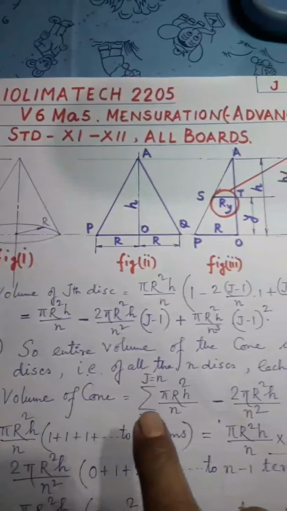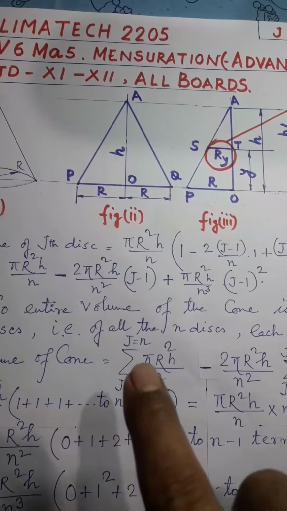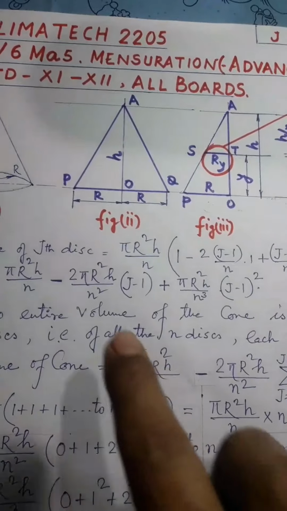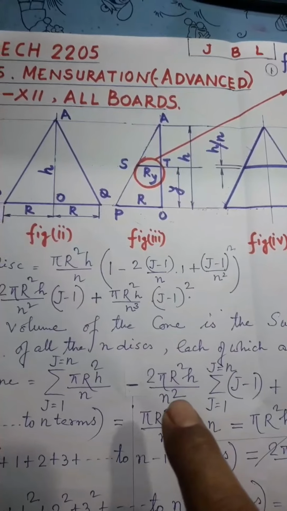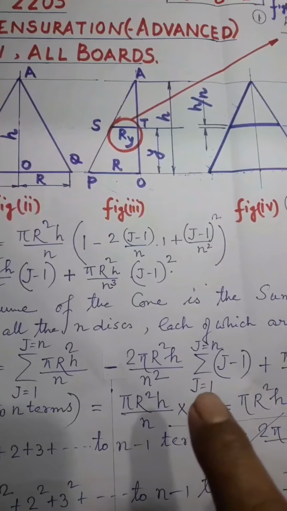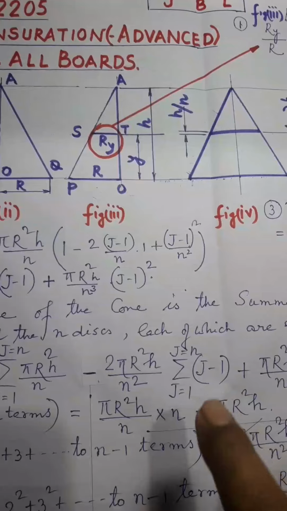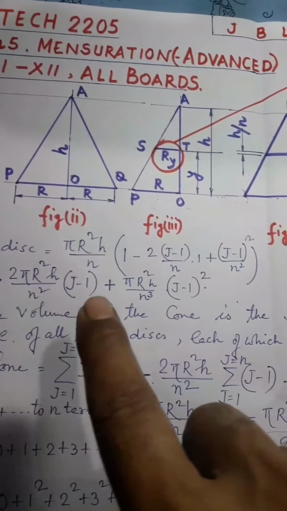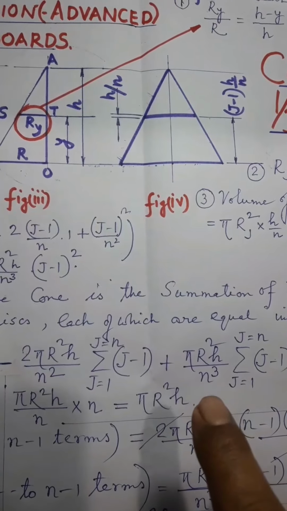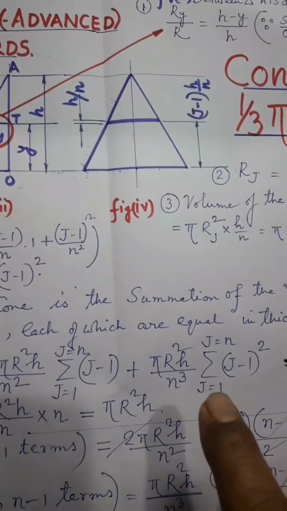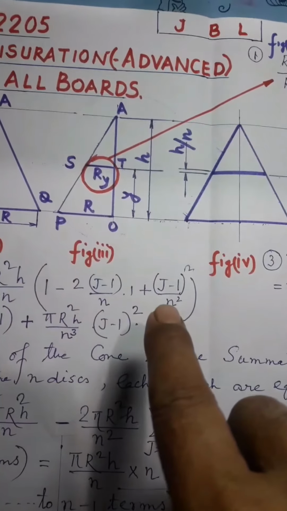So the total volume of the cone will be the summation sigma j equals 1 to n of pi r square h by n, that is the first term, minus 2 pi r square h by n square into sigma j ranging from 1 to n of (j minus 1), and then plus pi r square h by n cube into summation sigma j ranging from 1 to n of (j minus 1) whole square.